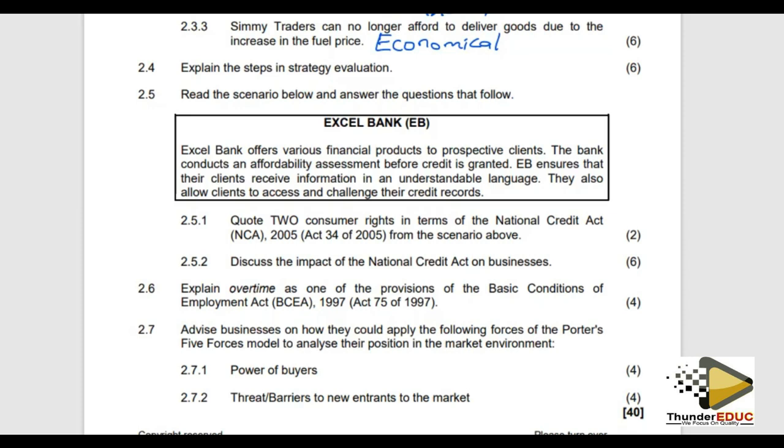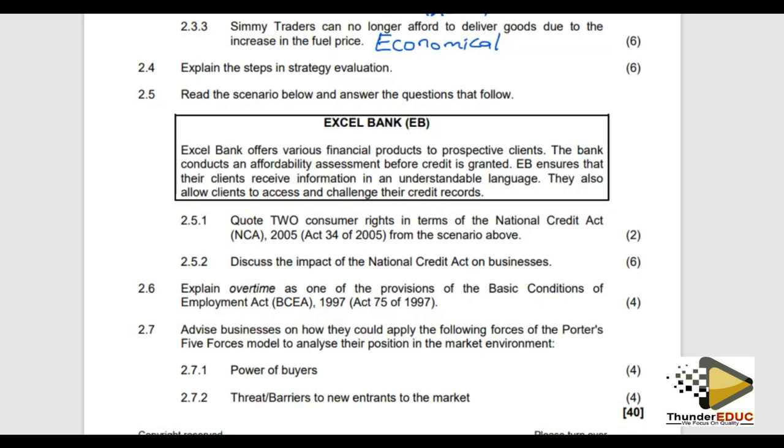Why is that the case? Because if a client is not a credit worthy person, the business will end up losing a lot of profits. In return, the business will end up being unsuccessful, and then it will end up being insolvent, or it will actually shut down. Okay, right.